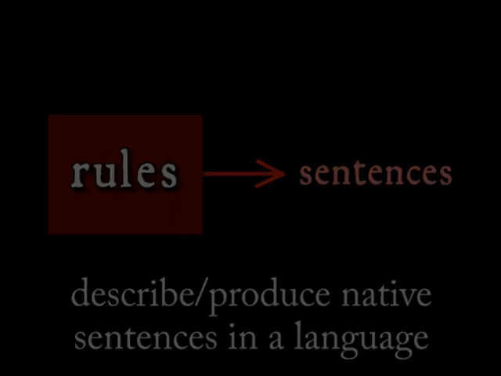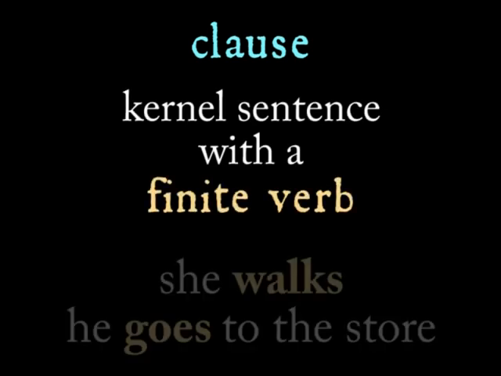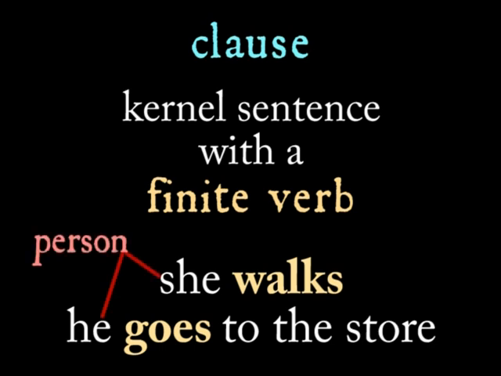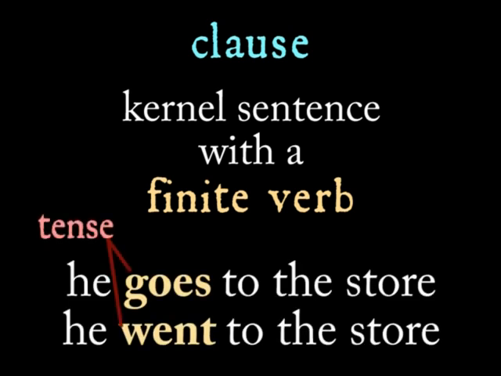The first topic we'll look at is a clause. A clause is in some ways a kernel sentence. It usually has a finite verb, which means that the verb reflects something about the subject, the doer of the action. It usually has tense or aspect, some way of indicating when or how the action takes place.